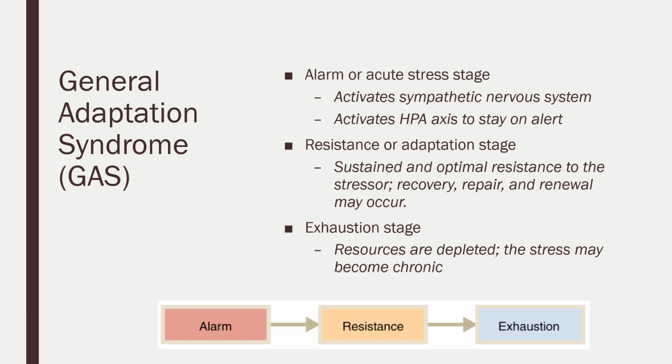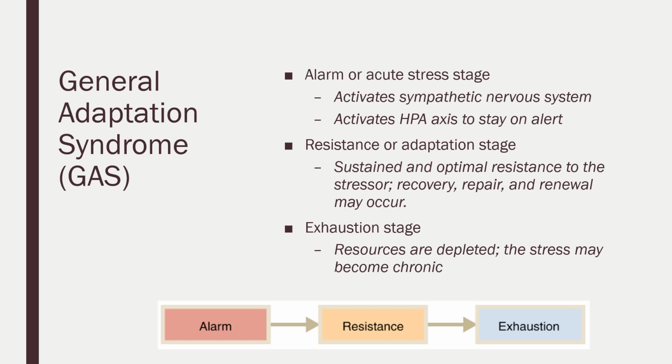The first stage is the alarm or acute stress stage. This is the initial brief and adaptive response to the stressor. Information is sent to the amygdala, which then interprets the event as dangerous and sounds the alarm to the hypothalamus. The hypothalamus then responds in one of 2 ways. It activates the sympathetic nervous system and activates the hypothalamic-pituitary-adrenal axis to stay on alert.